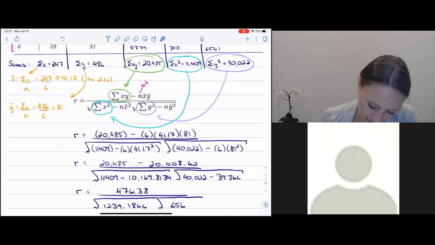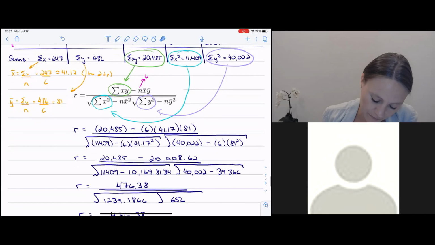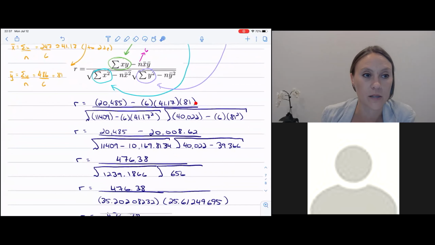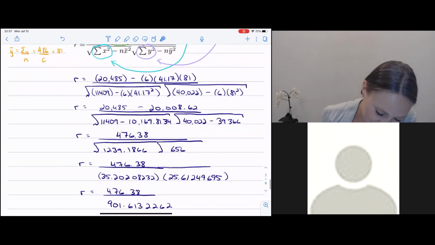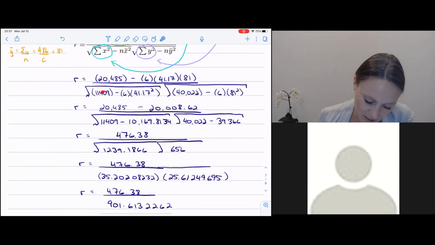And so I plugged in those values, and then you multiply in the numerator 6 times 41.17 times 81, and you get 20,008.62. I almost said pennies, but it's not money. That's okay. And then it kind of simplifies slowly in the square roots. So in each of the square roots, deal with that x bar squared and the y bar squared first. So solve those, and then multiply by 6, and then subtract it from the sum of the x's squared and the sum of the y's squared.